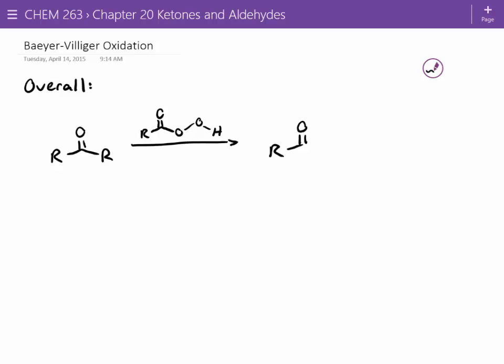When did we talk about that? You remember mCPBA? Yeah. That's another peroxy acid. So these are used in forming epoxides. And what we get is an inserted oxygen.